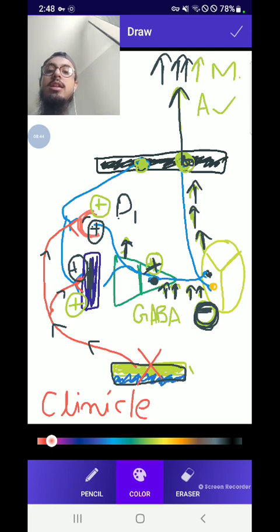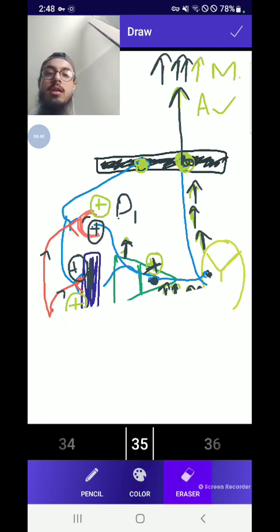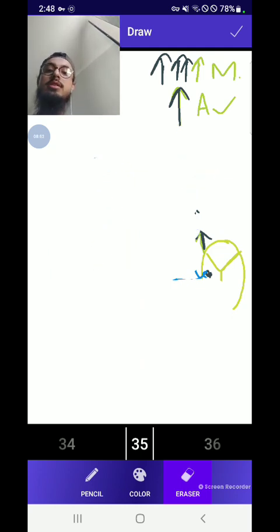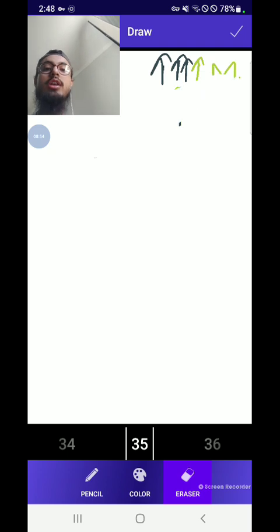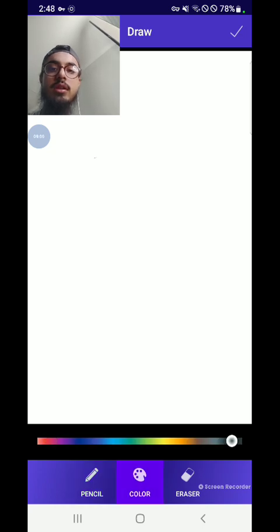Now this is the direct pathway. Now I will tell you the indirect pathway. How in the indirect pathway the striatum works, and how the action potential travels through the axons and the structures related to it. Now I again draw the structure.